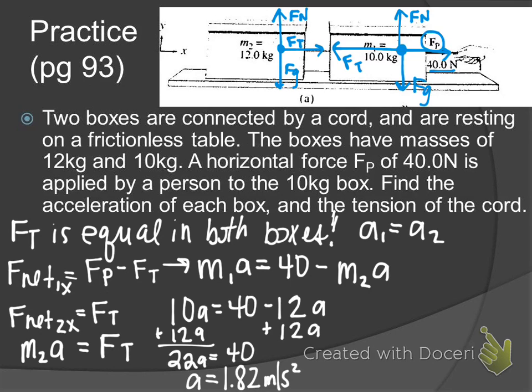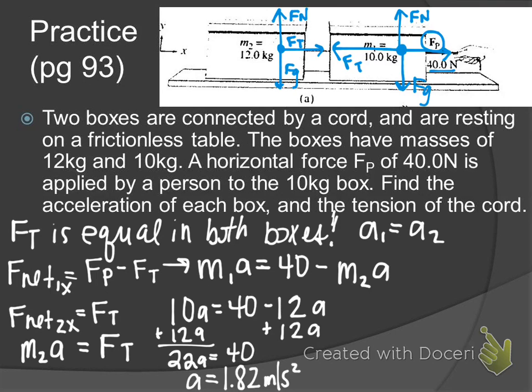I get my value for acceleration equal to 1.82. Do we agree? What questions do we have about our substitutions that we did? Nothing? Can you follow it? Okay, I know this will be difficult to do on your own, but the important thing for you to see here is that the tension force in both of those is equal to each other. That's our connector between our two objects.